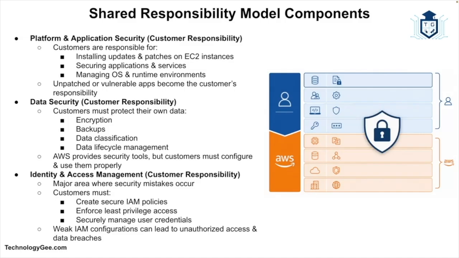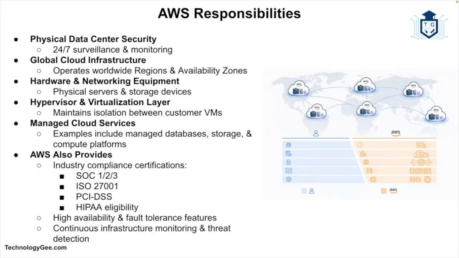And then there's identity and access management. One of the biggest areas where beginners make mistakes is as follows. They don't create secure identity and access management policies. They do not enforce least privilege, and they fail to manage their user credentials. So if someone gains unauthorized access because of your weak policies, then AWS is not responsible. You are.